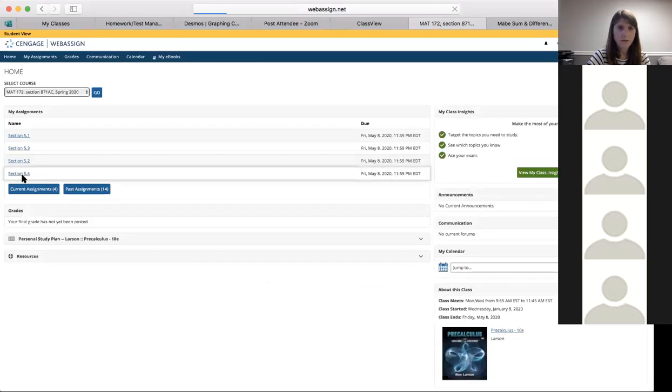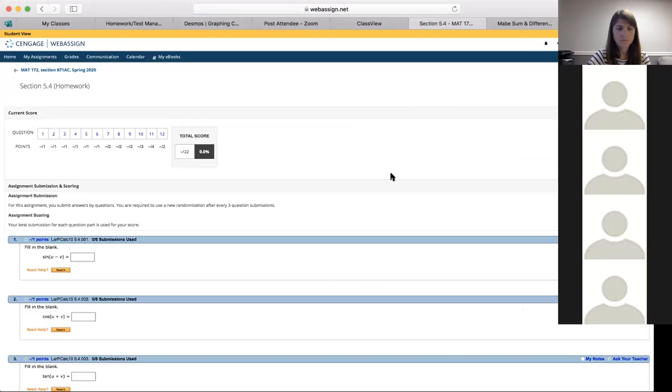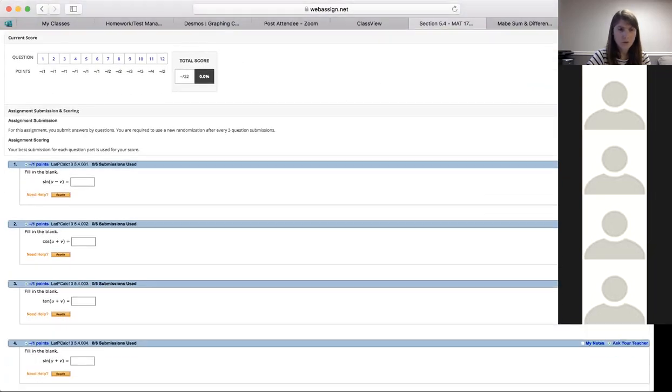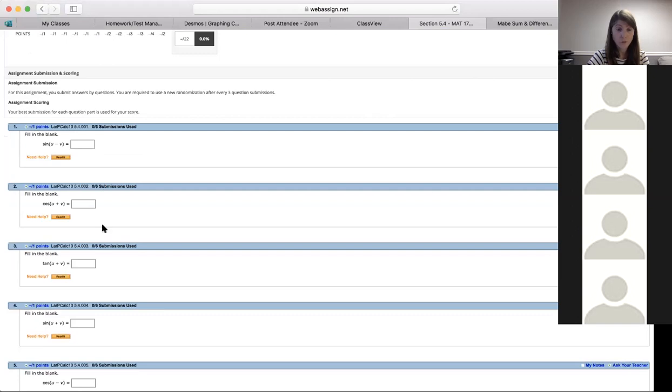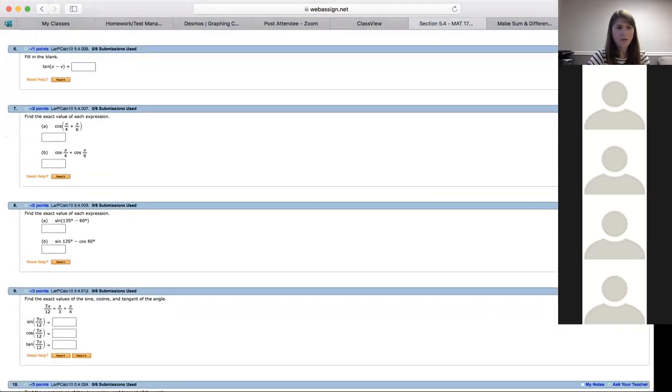So once we get into 5.4, you can see those first few are just the formulas. And then you guys are going to find exact values and compare and contrast what it does when you add the arguments inside and then splitting them up. We should see that these are usually not the same.